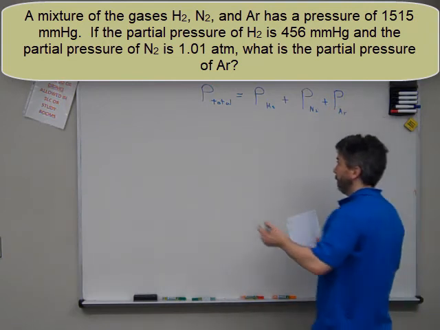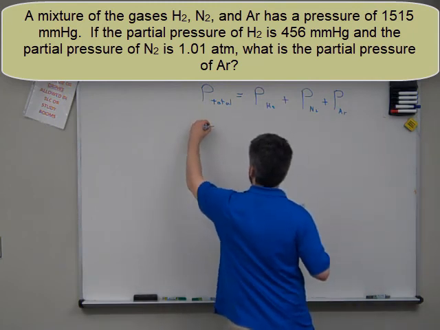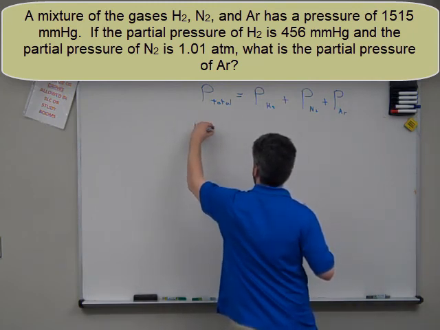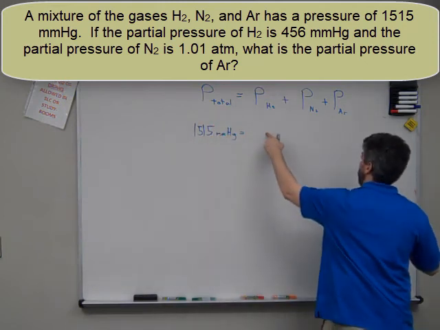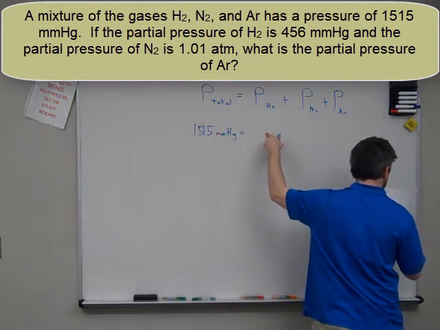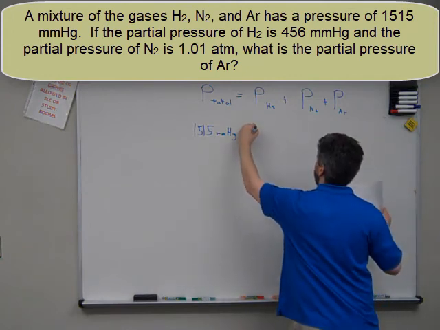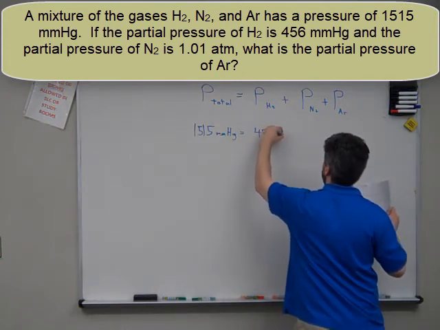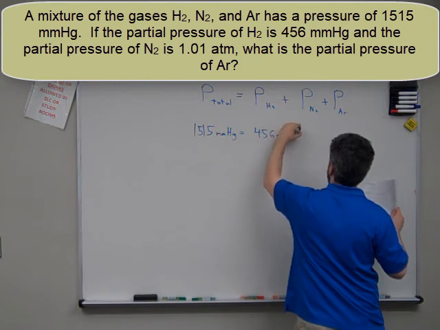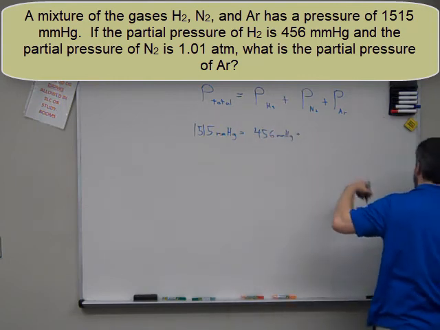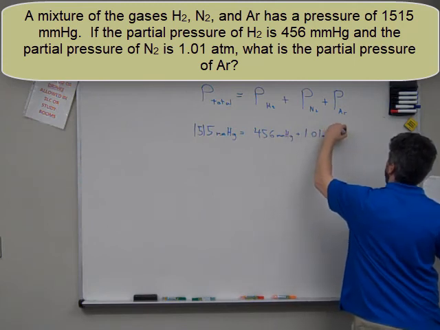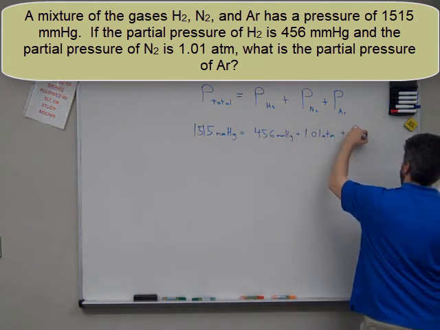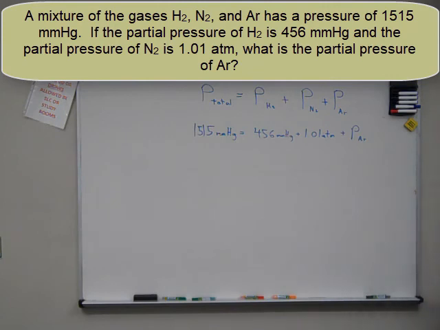Now the total pressure in the system is 1,515 millimeters of mercury. And it says the pressure of hydrogen is 456 millimeters of mercury, and the pressure of nitrogen is 1.01 atm. And it wants us to solve for the partial pressure of argon. But what is the problem with our values here?